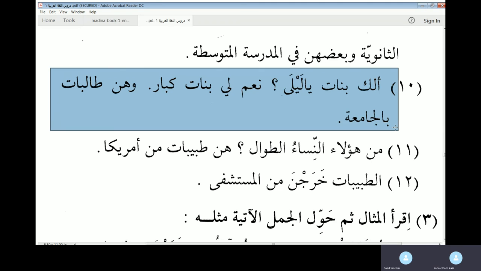Okay, Mr. Mujadid, continue. Naam, li banatun kibarun. Li means I have. Laka means you have. Lucky also means you have. Li banatun kibarun: I have elder daughters. Wahunna talibatun bil jamiyati. And they are students in the university.